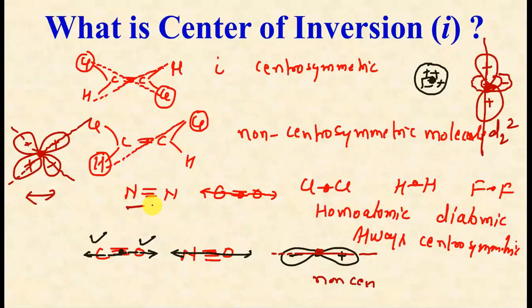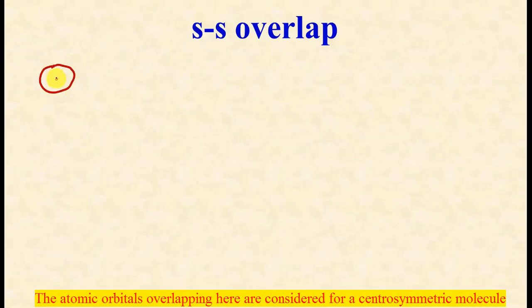All the diatomic molecules which have the same type of atom, meaning homodiatomic molecules, are always centrosymmetric in nature. Now we will consider the SS type of overlapping. There are two ways of SS type overlapping. Consider the one way. This is the nucleus.